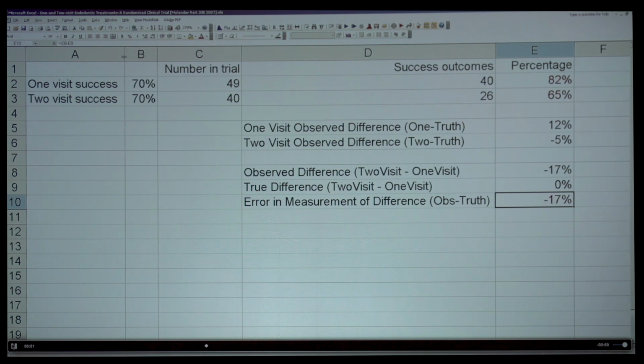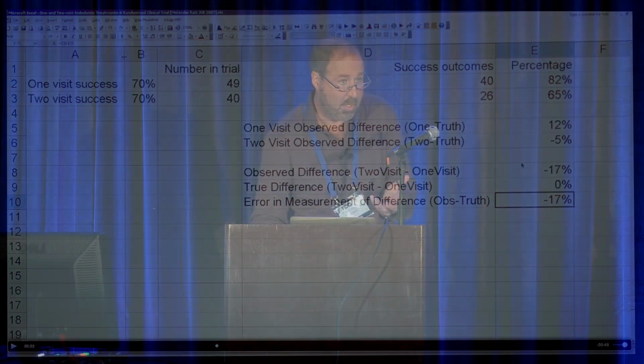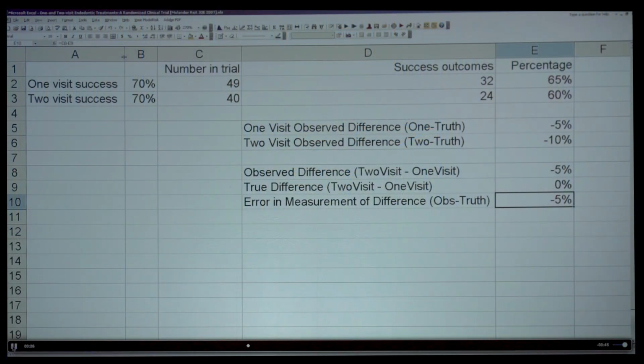Each click is a run of the trial. Look at that. We got a 17% difference of single visit over two visit. That's a possible outcome that we could have observed. And coming up, we're going to do a distribution of them. So I'm just doing a couple of clicks to give you a sense of how this works.